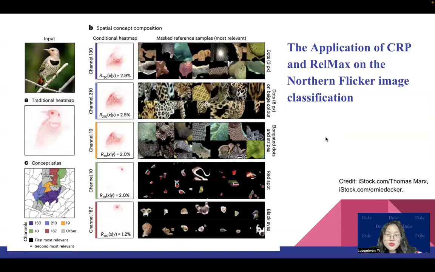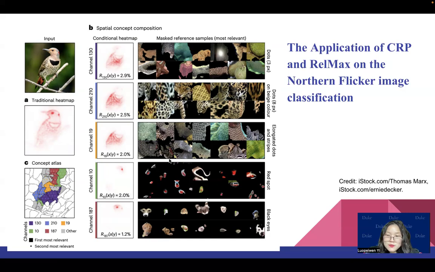And here's an example showing the application of CRP and RelMax on the northern flicker image classification. So we can see on the traditional attribution map, it only highlights which parts of the image are important for the model's prediction, but it doesn't specify which features, like color or shape, are being used in this decision-making process. The CRP goes further by providing channel conditional explanations. It identifies specific features like red spot and black eyes on our northern flicker bird, helping to understand how these features contribute to the bird's classification.